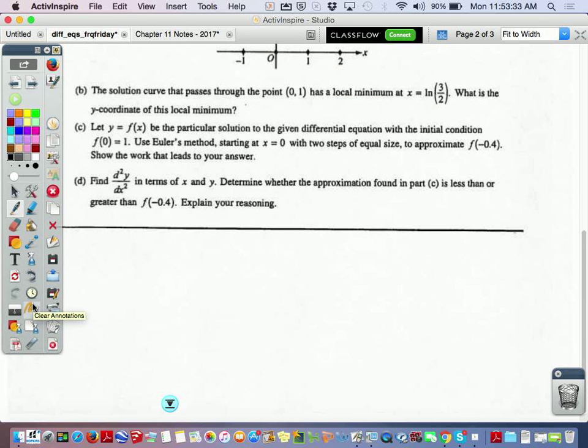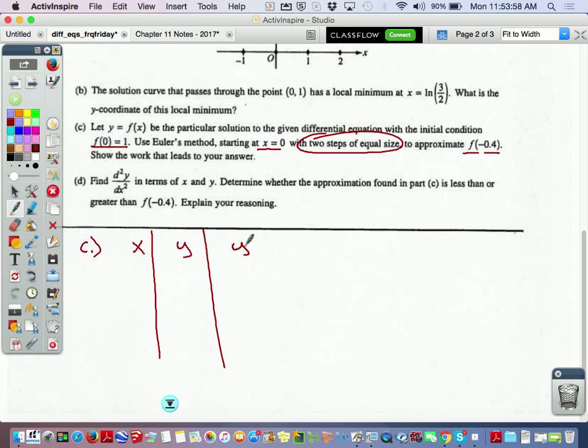Question C, it's another Euler's method question. Let y equal f of x be the particular solution to the given differential equation with initial condition f of 0 equals 1. Use Euler's method starting at x equals 0 with two steps of equal size to approximate f of negative 0.4. So I will set up that table here. We've got a column for x, y, y prime, delta x, and delta y, which is equal to y prime times delta x.